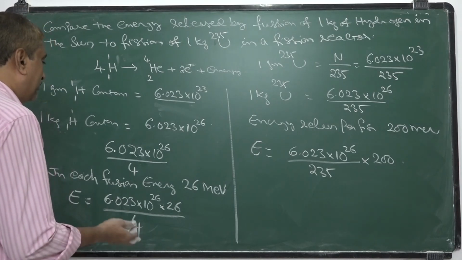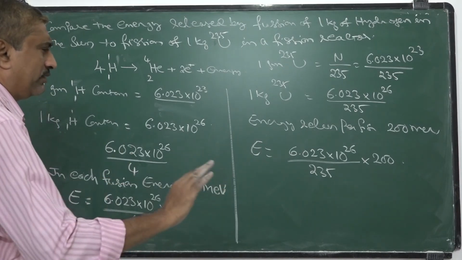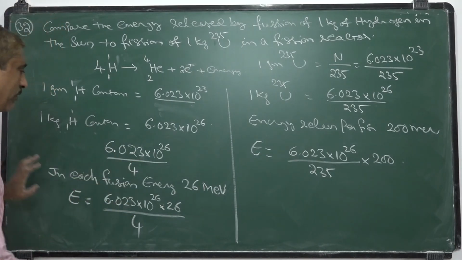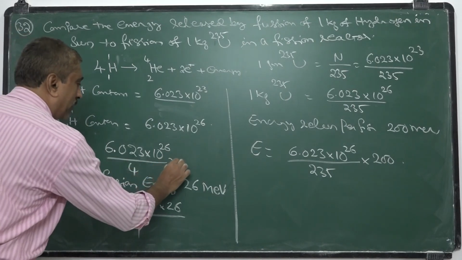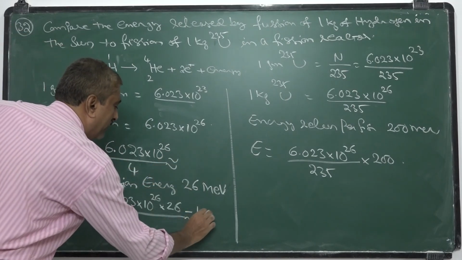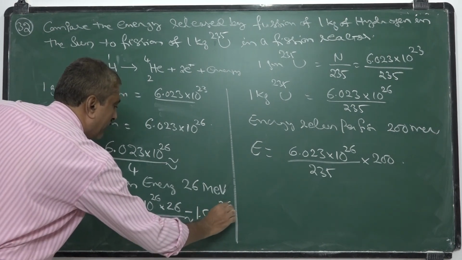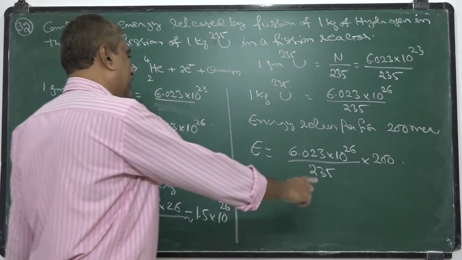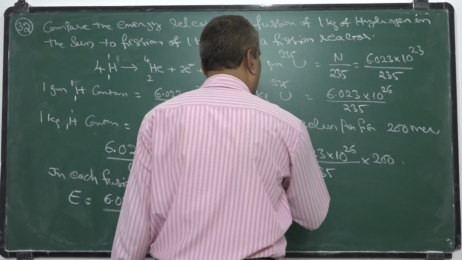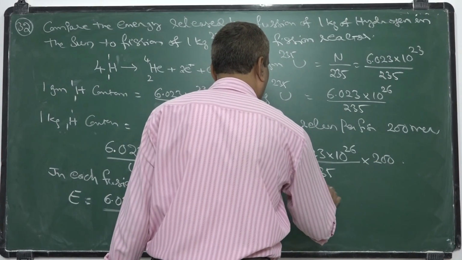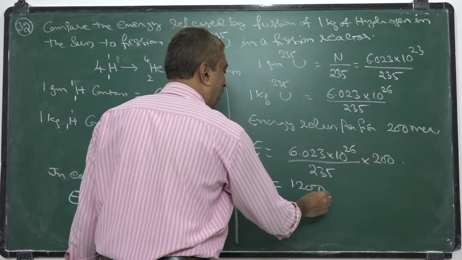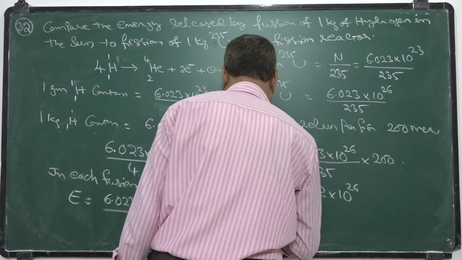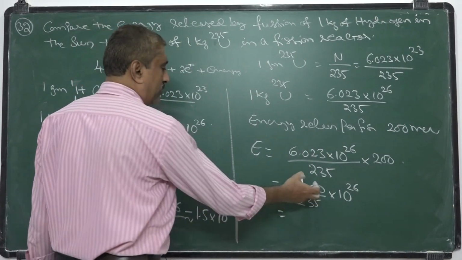Now we will calculate. Suppose we just approximate. If we approximate this as 6 and this as 1.5 divided by 4, this is approximately 1.5 into 10 to the power 26. In this other one, if we approximate this as 6, then it is 1200 by 235 into 10 to the power 26.